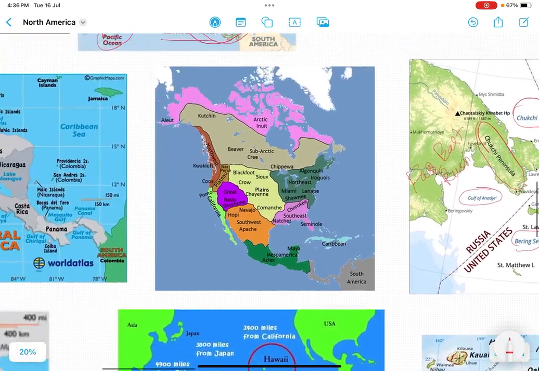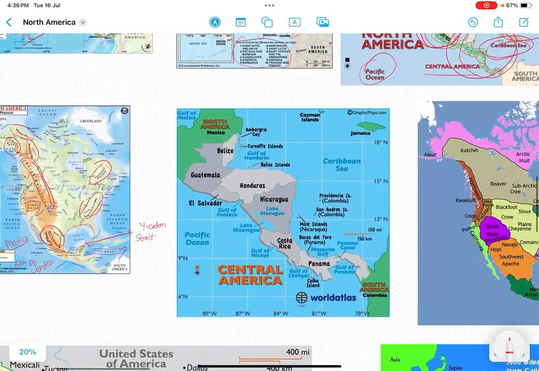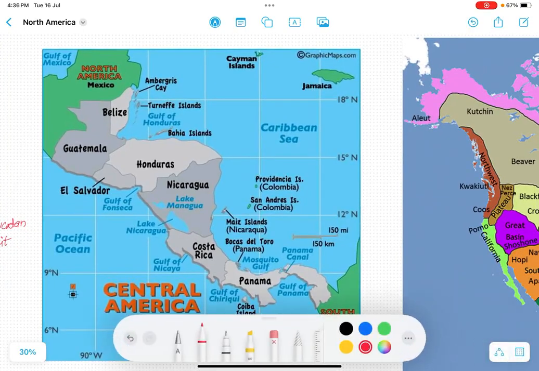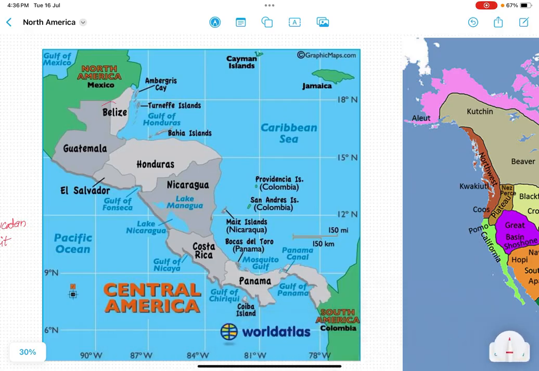Then we have to see some other maps, right? So you can see this is the Central American map. And there are many countries in Central America, like Belize, Guatemala, Honduras, El Salvador, Nicaragua, Costa Rica, Panama. First of all, let's see which country borders which countries. You can see Mexico shares a border with Guatemala and Belize, but Belize is only with Mexico and Guatemala.